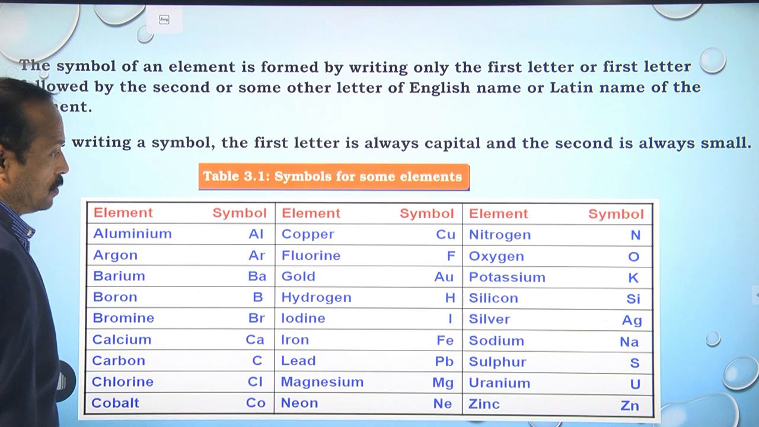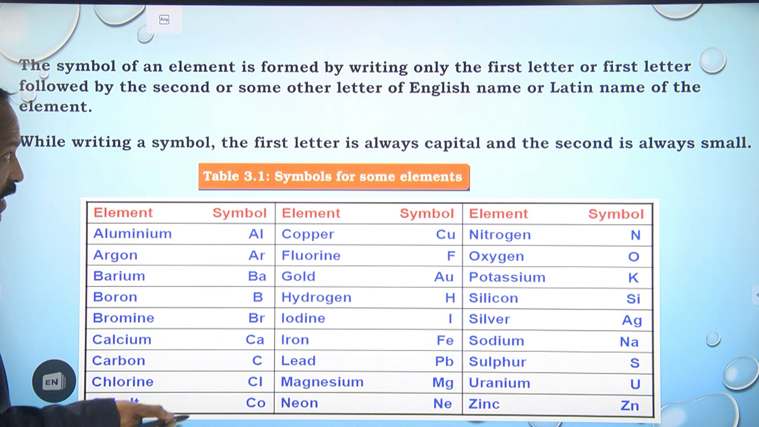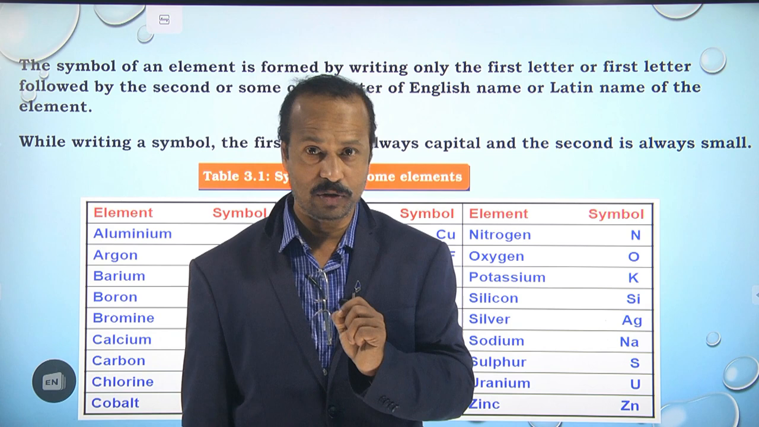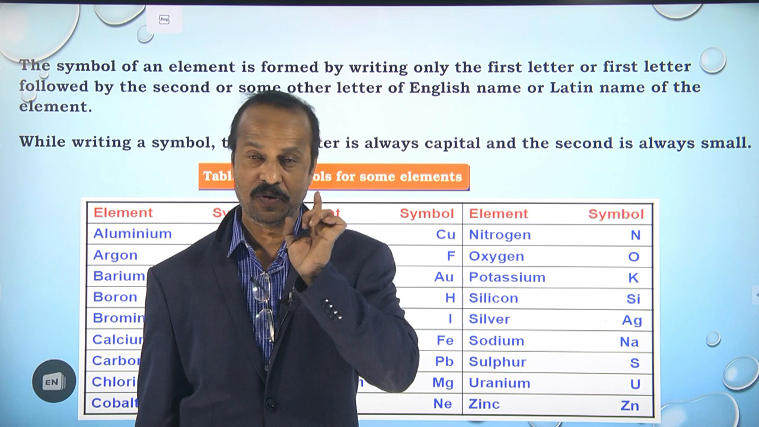So here the symbol of an element is formed by writing only the first letter, or the first letter followed by the second or some other letter of the English name or Latin name. And while writing, a very important thing is that if only one letter is there, then you represent it with a capital letter. If you want to write hydrogen, you write H, capital letter. For carbon, write C, capital letter. For fluorine, write capital F. If only one letter is there, it should be represented with a capital letter.